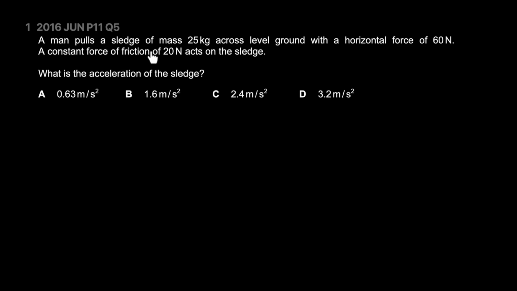A man pulls a sledge of mass 25 kilograms across level ground with a horizontal force of 60 newtons. A constant force of friction of 20 newtons is acting on the sledge. What is the acceleration? Simple question. Let's draw the diagram for it.